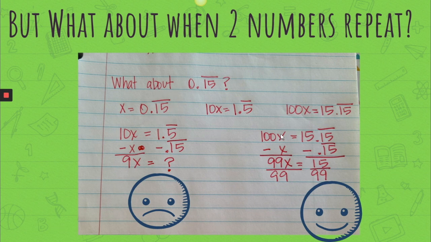So now I'm going to be able to solve my equation. 100x is equal to 15.15 repeating minus x equals 0.15 repeating. Once again, these two are equal amounts, even though it doesn't look like the same thing. We know that these two are equal amounts, so it's okay to do this in this equation. The 0.15 repeating cancel out. This 15 will come down. We divide both sides by 99, and you could simplify that.